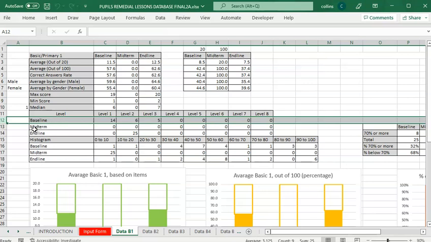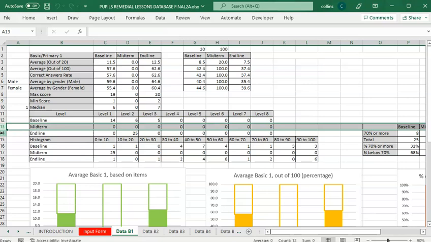There was no assessment for midterm, but at the endline, after the end-line assessment, no child was placed in level 1 because of their level of improvement. Now we have about 25 pupils in level 2. All right.